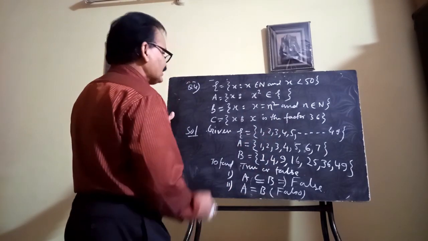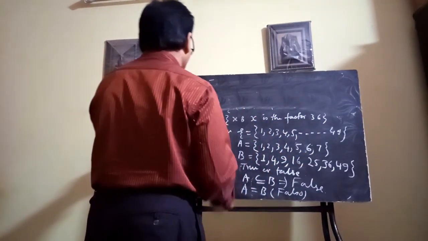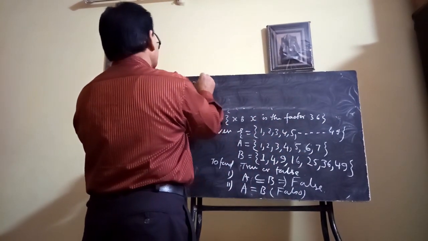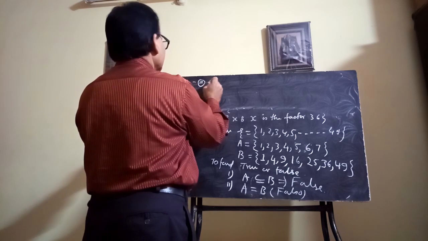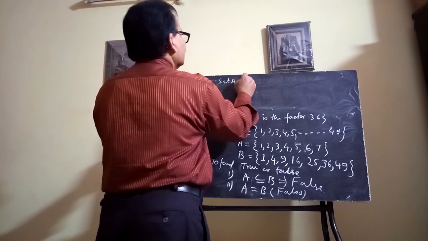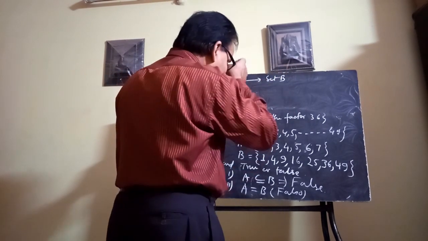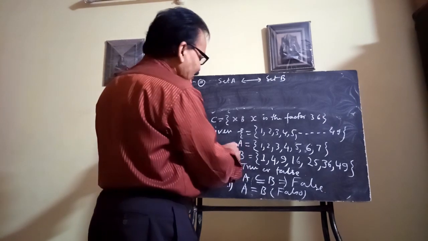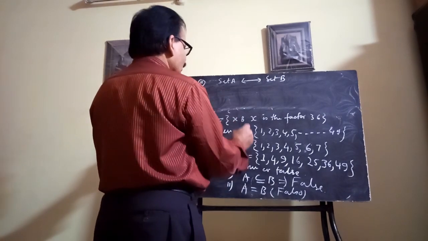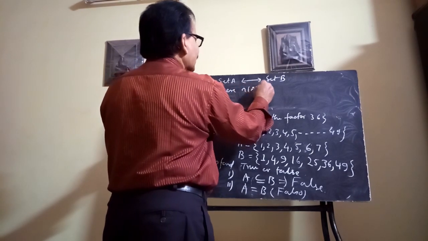Now, third part of this question is, you have to write again true or false. You have to say whether set A is equivalent to set B or not. So for that you have to find out the cardinal number of A. So here, cardinal of A is how much?